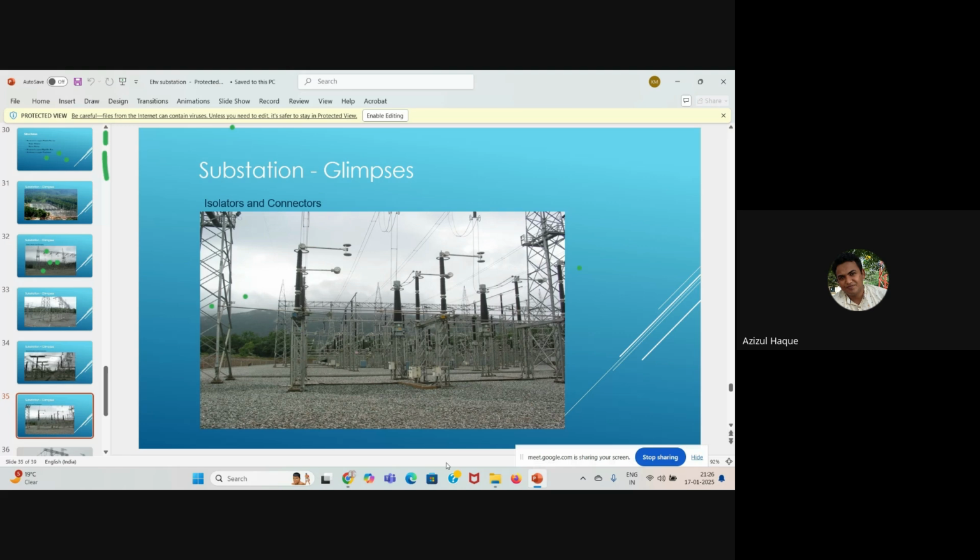This is a photograph of an isolator. This is a center break isolator. There are different types of isolators: double break isolator, tandem isolator. This is a center break isolator. Okay, next, ma'am.